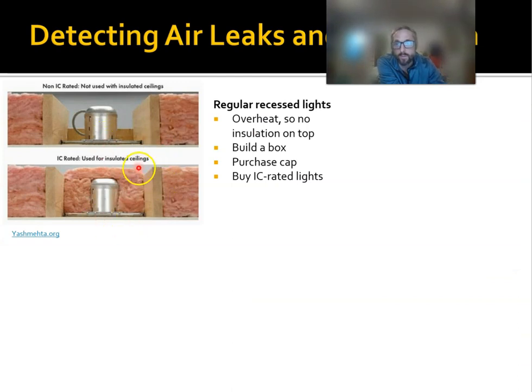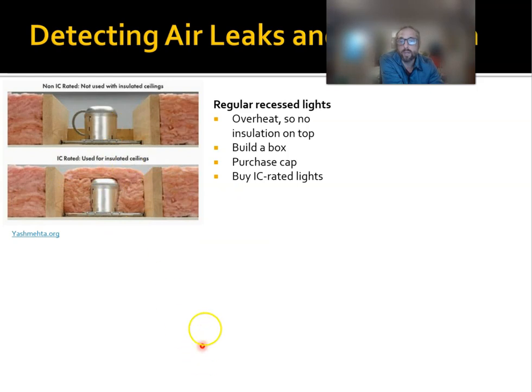Now, what you can do for the streaks and the air leaks is you can just put spray foam around it. The other thing you can do is remember you can't put insulation on top of these non-IC rated, right? Not insulation contact rated. So the cheap ones you can't put insulation on top of. But these are IC rated, and you can go to a regular hardware store and find these. In which case, if they're IC rated, you can put insulation right on top like that.